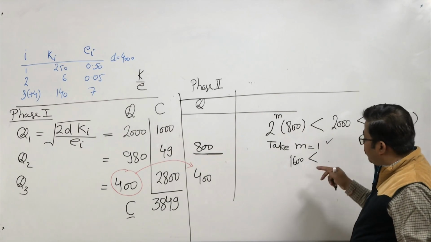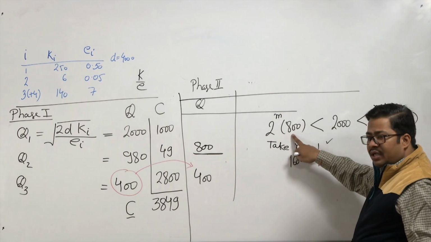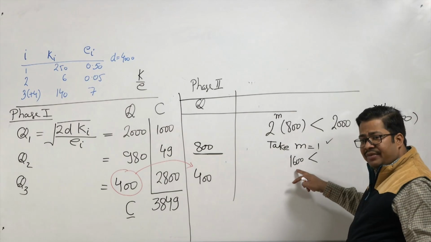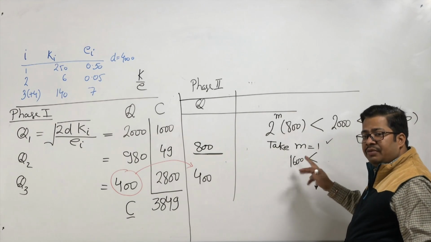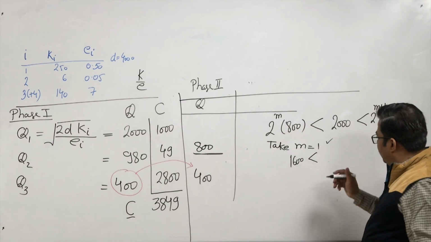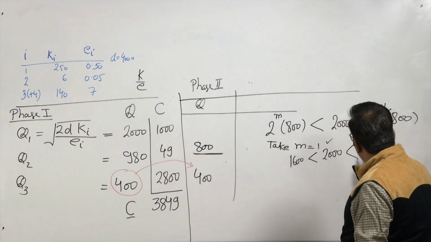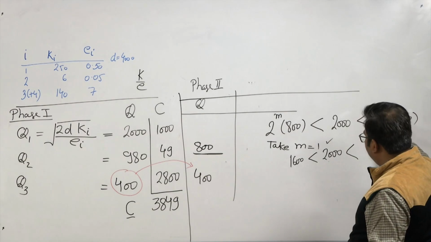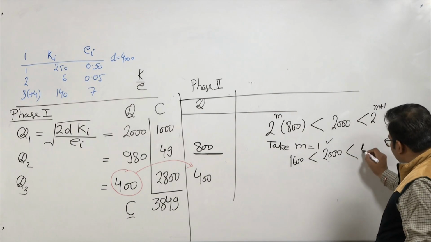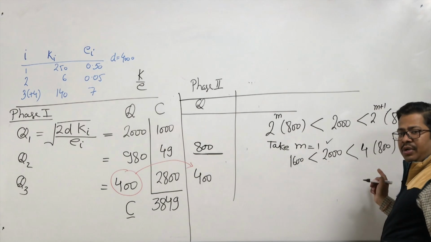If I take m equals 0, then it becomes 1 into 800, that is 800, which is less, and because the next higher value, 1600, is available and is less than 2000, m equals 1 is the right value to be used here. It is less than 2000, and here 1 plus 1 becomes 2, so 2 to the power 2 is 4, 4 into 800, that is 3200.